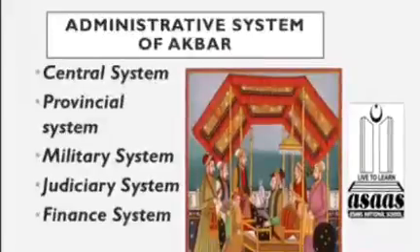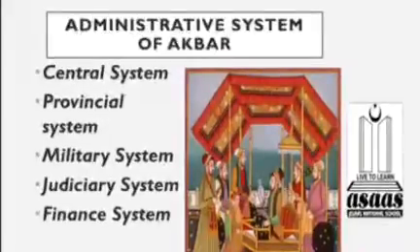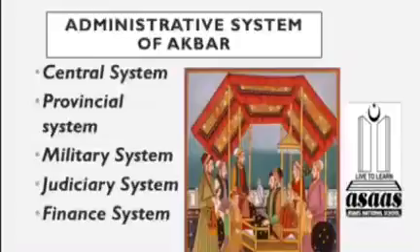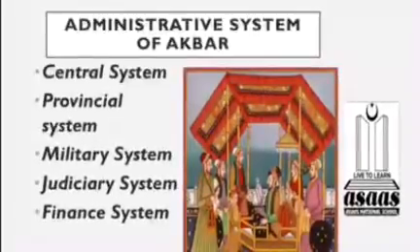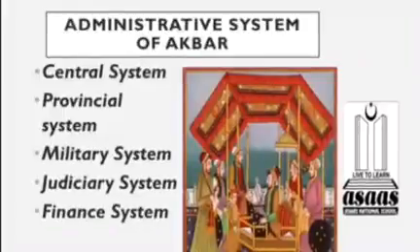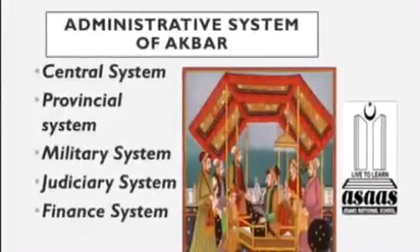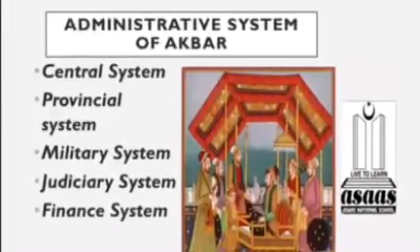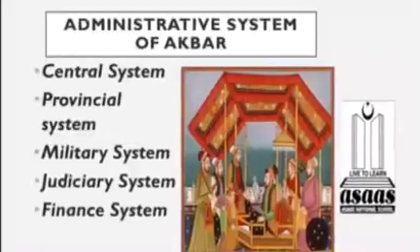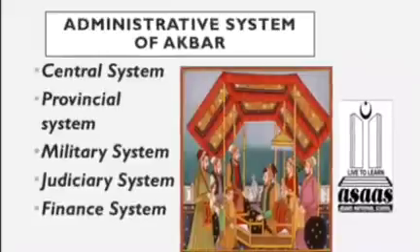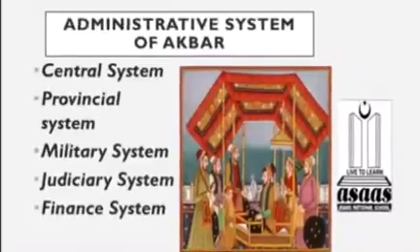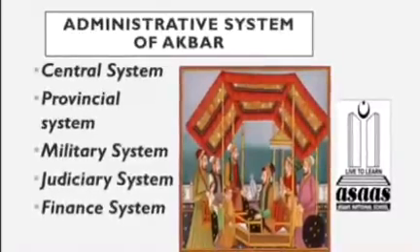Akbar categorized the administrative system into 5 divisions. First was the centralized government or centralized system. Second was the provincial system, then the military system, the judiciary or legislative system, and the financial department system. Let's talk about each system in detail.